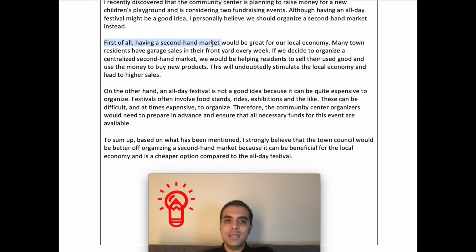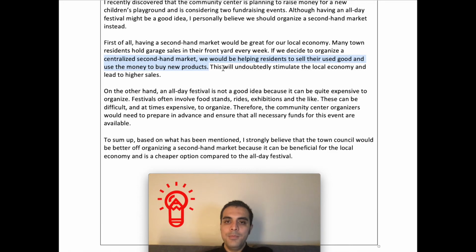First of all, having a second-hand market would be great for our local economy. Okay, many town residents have garage sales in their front yard every week. Okay, so what do we need? Have garage sales. I'm going to go ahead and say they hold garage sales in their front yard every week. Okay, if we decide to organize a centralized secondhand market, we would be helping residents to sell their used goods and use the money to buy new products.